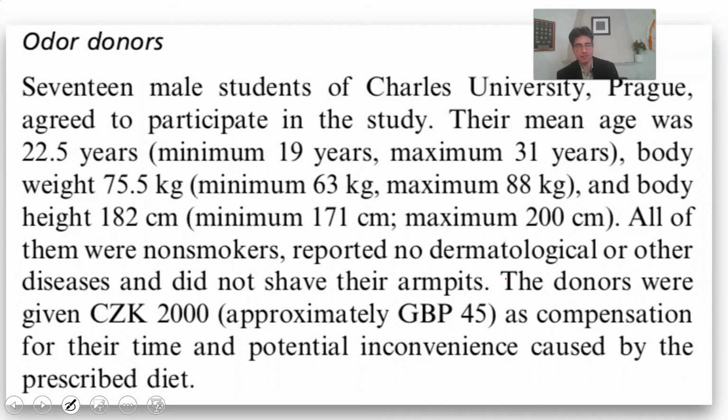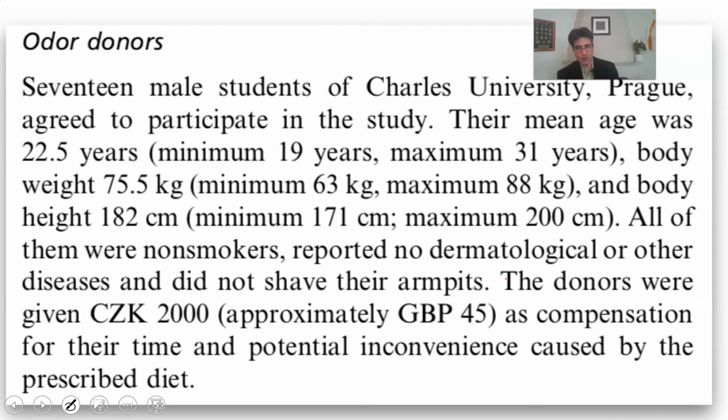The 17 male participants of Charles University Prague agreed to participate in the study. Their mean age was 22.5 years, minimum 19 years, maximum 31 years. Body weight 75.5 kilograms, minimum of 63 kilograms, maximum 88 kilograms. And body height 182 centimeters, minimum 171 centimeters, maximum 200 centimeters. All of them were non-smokers, reported no dermatological or other diseases, and did not shave their armpits.